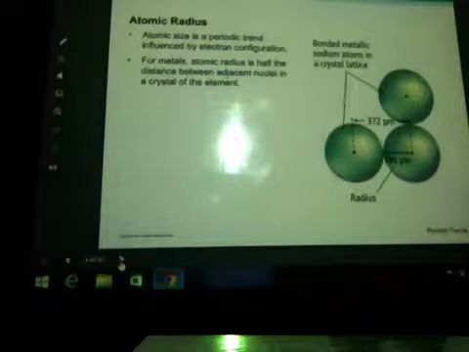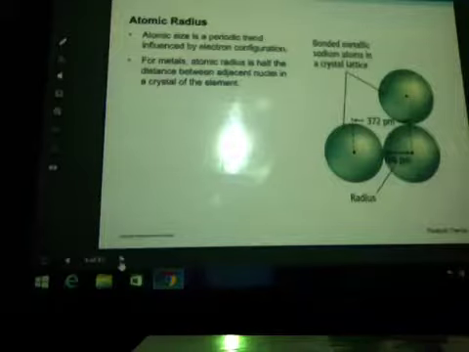So starting with section 3 notes, we're going to talk about atomic radius, which translates into the size of the atom. So we're going to look at size. What is the size of lithium compared to carbon? What is the size of potassium compared to sodium? And then we'll look at something with that.